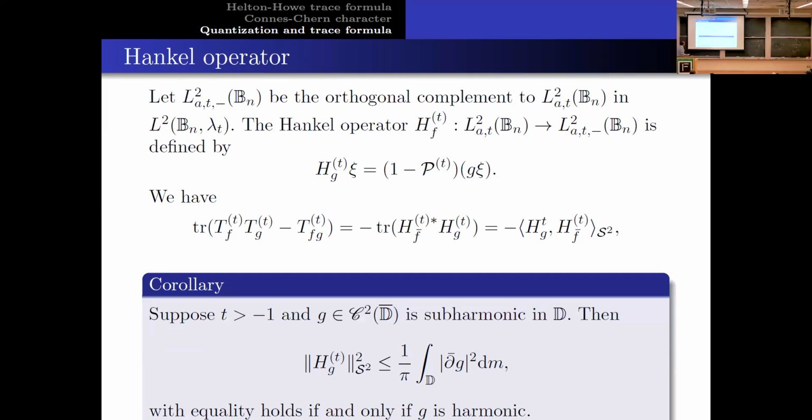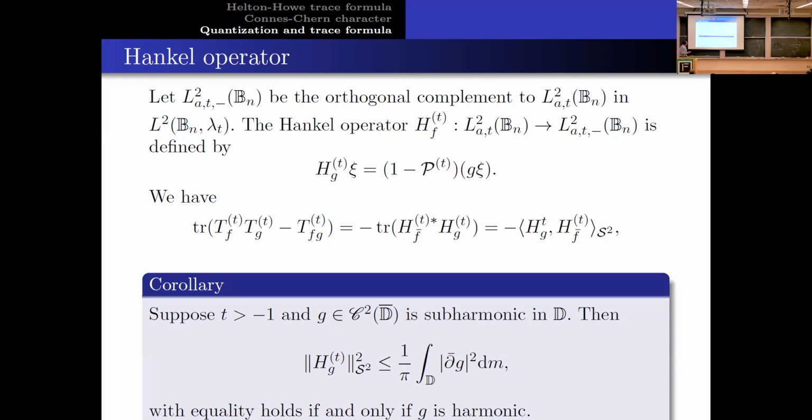Now, remember, just now we had the Laplacian of g in the formula. But if we assume g to be subharmonic, then we know it's non-negative. Then this naturally leads us to a nice estimate of the Hilbert-Schmidt norm of Hankel operators from the study of the trace.